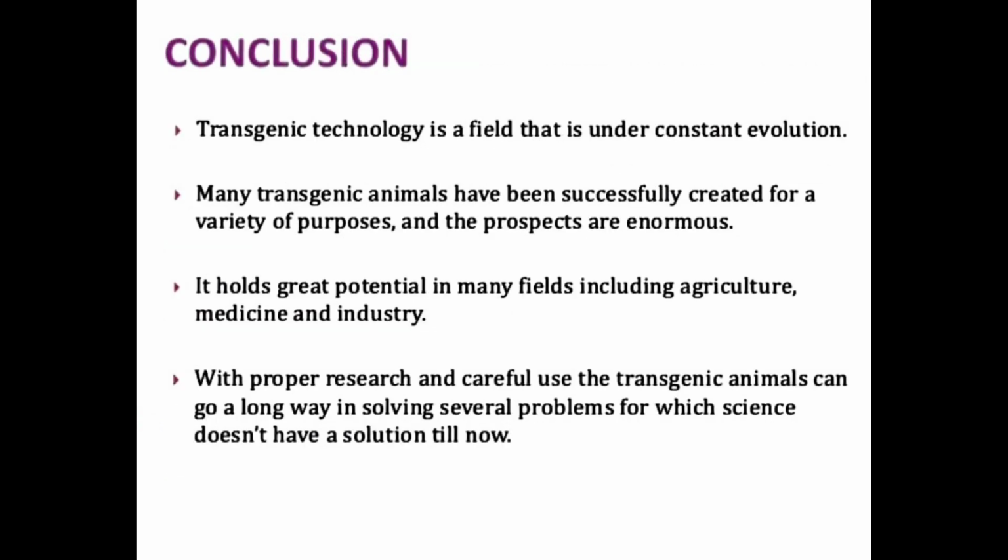Conclusion. Transgenic technology is a field that is under constant evolution. Many transgenic animals have been successfully created for a variety of purposes and the prospects are enormous. It holds great potential in many fields including agriculture, medicine and industry. With proper research and careful use, transgenic animals can go a long way in solving several problems for which science doesn't have a solution till now.